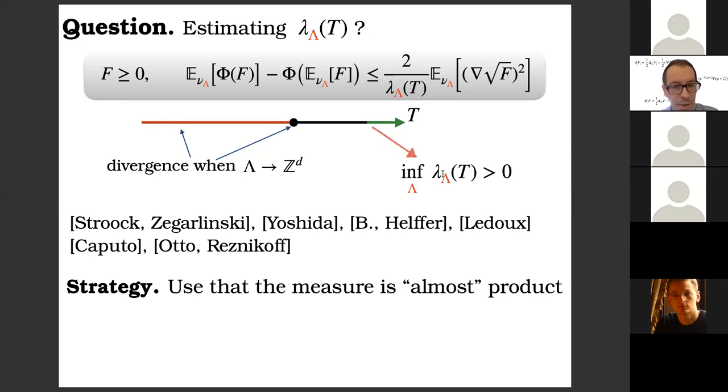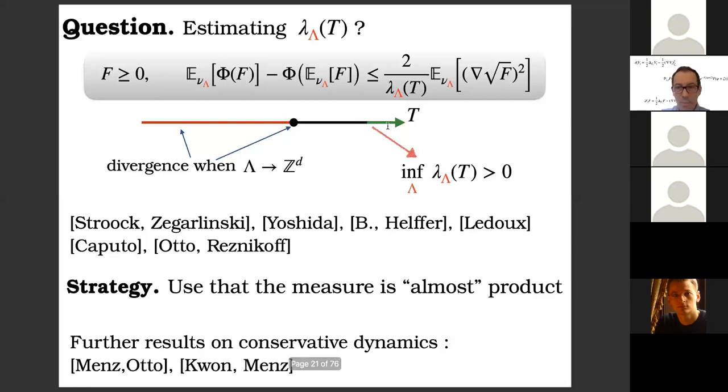So this started a long time ago with work by Stroock and Zegarlinski and Yoshida, and Helffer has made several contributions. Bernard Helffer and I have been working on that, Ledoux, and I mention also a more recent work by Otto and Reznikov. Basically what is fairly well understood is this region I point here where the Gibbs measure is unique. And the reason why it's well understood is because the measure is almost product. Let me very briefly mention, because I won't go in this direction at all, that there has been also a result on a more delicate case, namely conservative dynamics, by Menz and Otto and Hong and Menz in particular.